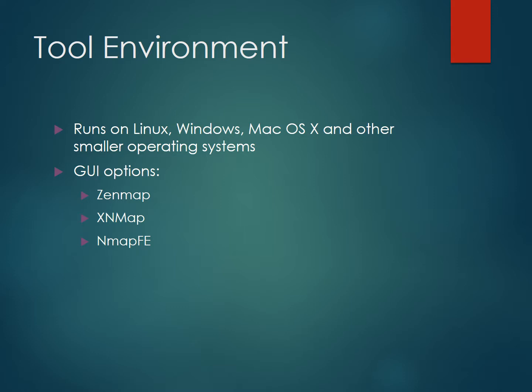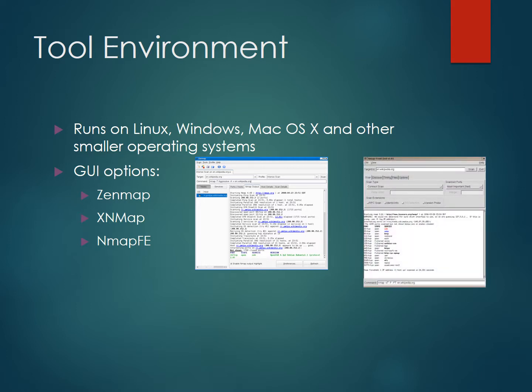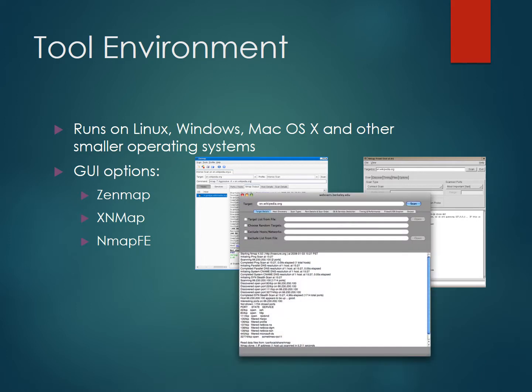Under the tool environment, we will be explaining the Nmap software. This software can be installed on multiple operating systems such as Linux, Windows, Mac, and many others. You can go to the website www.nmap.org, and under the downloads you can find a setup for it and install it onto your computer. This is Zenmap: this one is for Windows, this is for Linux, and this one is for a Mac.